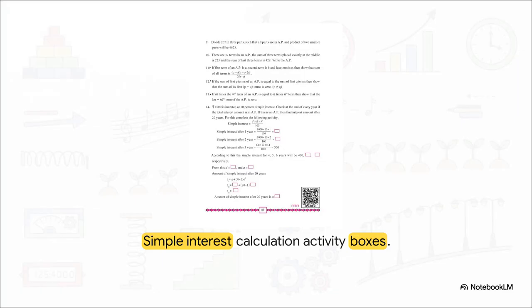For questions involving simple interest, I strongly encourage you to fill in the activity boxes methodically. When you calculate simple interest year by year, you'll see a constant amount being added each time. This perfectly reinforces how simple interest creates a flawless arithmetic progression over a long period, like 20 years. Remember, compound interest behaves differently, but simple interest is pure AP.